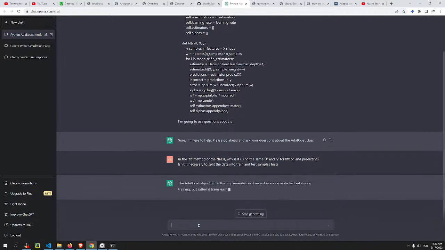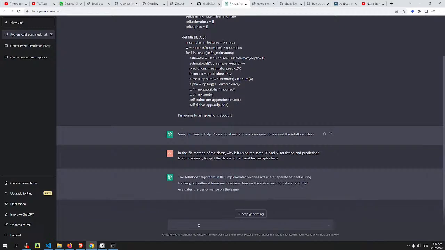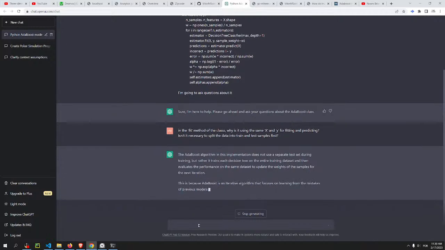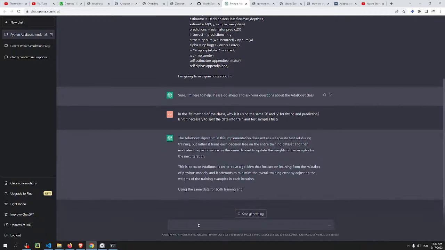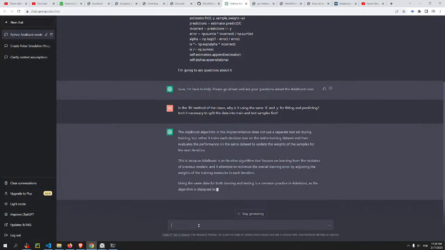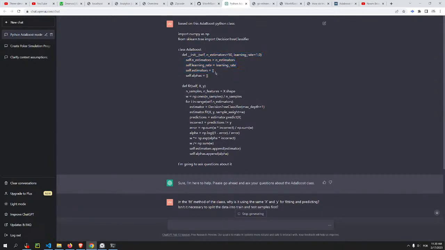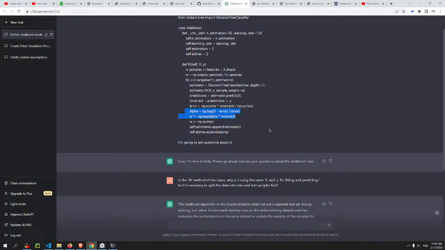It does not use a separate test set during training, but rather it trains each decision tree on the entire training dataset and then evaluates the performance to update the weights of the samples for the next iteration. The algorithm focuses on learning from the mistakes of the previous models. So I guess it doesn't matter that the weak model is going to have an overfitted prediction at first, because on each iteration it's going to update the weights, and that's what matters. So I think that's what's going on.